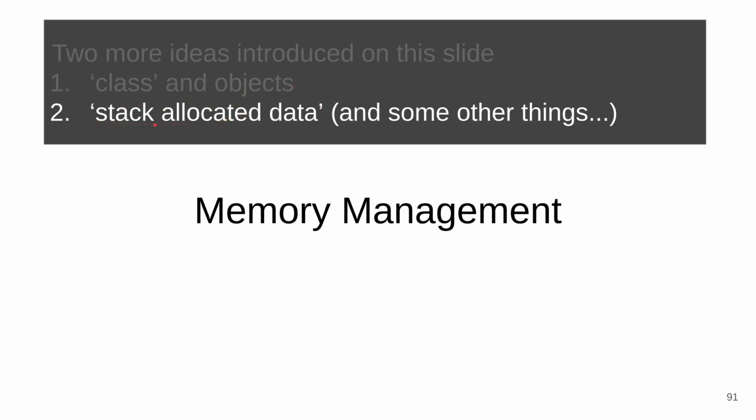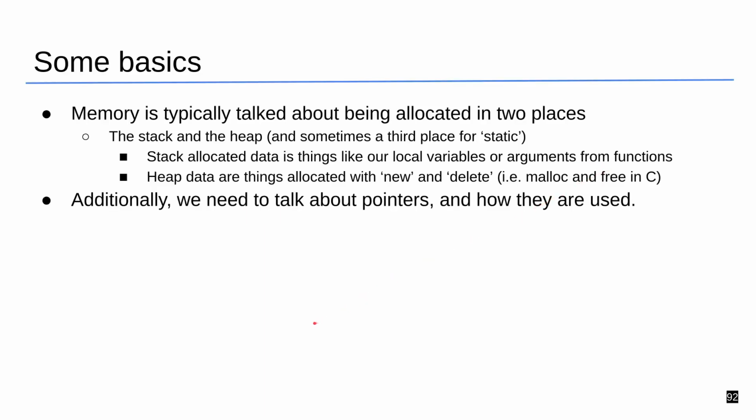And let's talk about this next idea of stack allocated data, and a few other things here with memory management. This is going to be a little bit of a review from systems for folks who have taken a systems course, but when we allocate memory, it's typically in two places, in the stack and the heap. In C++, we have to manage memory that's allocated in the heap. In the C language, we did that with malloc and free. In C++, we do that equivalently, but with the words new and delete. Okay.